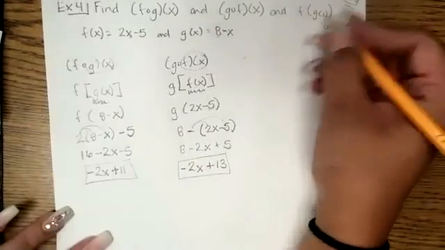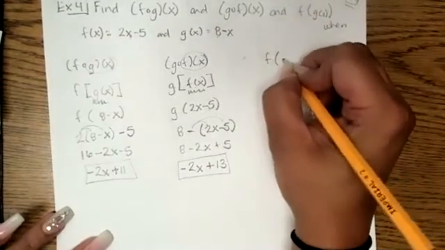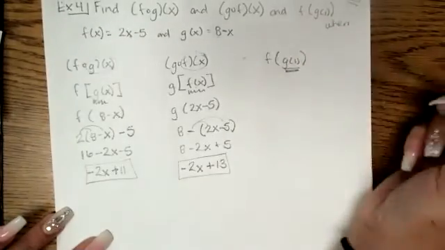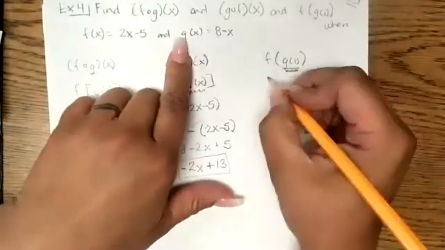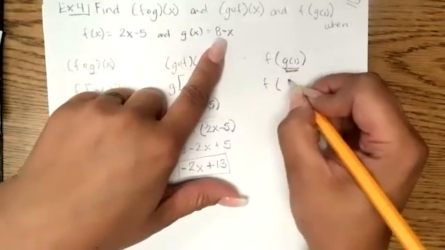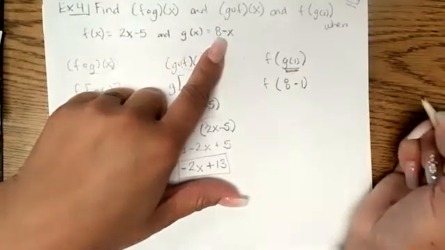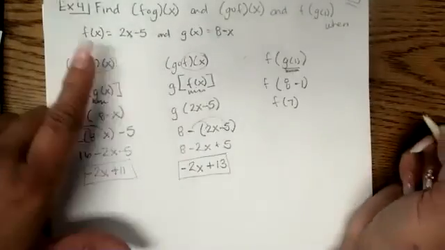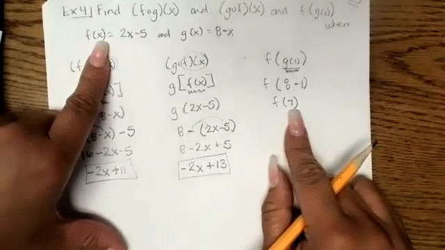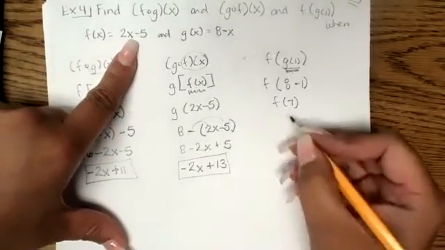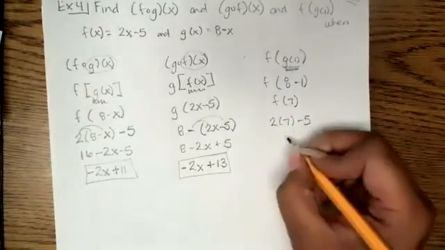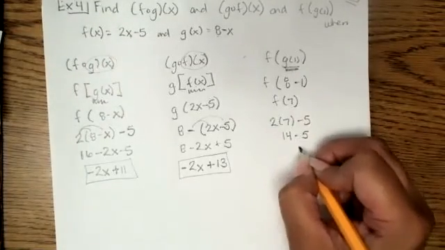Now on this one, I have f of g of 1. I'm going to plug in g of 1 first. So g of 1, that's going to be 8 minus 1, which is going to be a 7. Now I'm going to go to the f equation, and everywhere I see the variable, I'm going to plug in the number 7. So that's 2 times 7 minus 5. So this is a 14 minus 5, which is a 9.